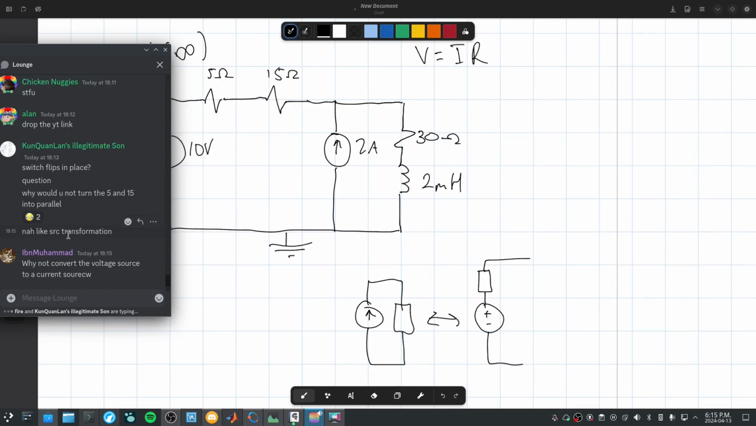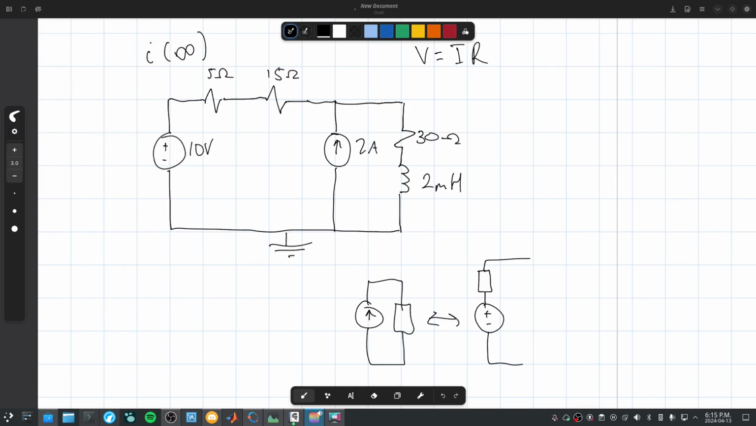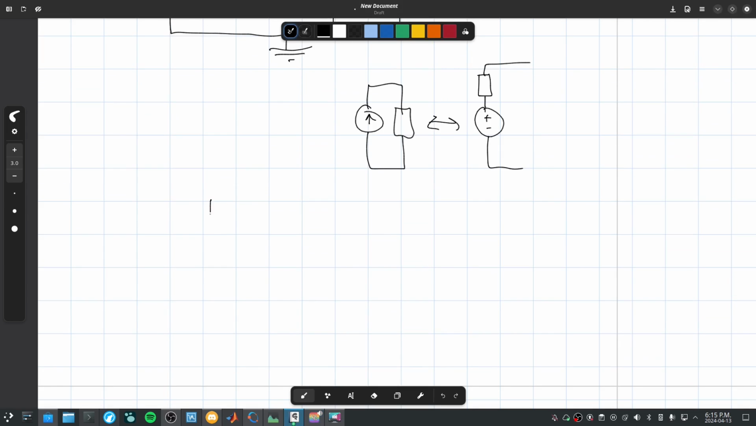No, like source transformation. You can do that, but generally speaking, parallel lines are going to make your life worse, right? If you have a single circuit like this, it makes your life a lot easier. You don't need to worry about branches. You don't need to worry about all that.